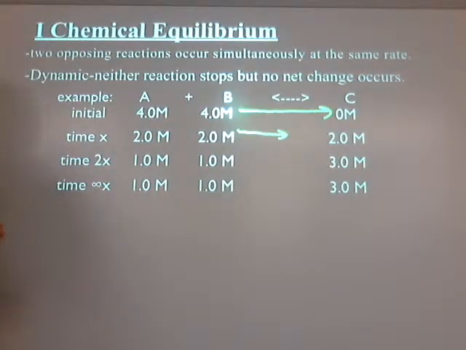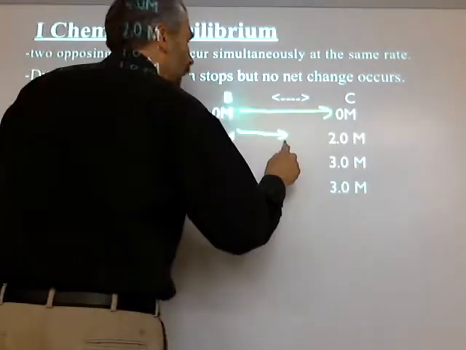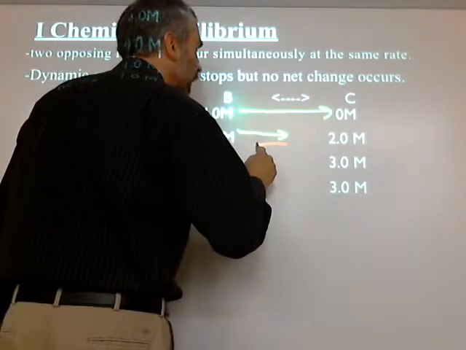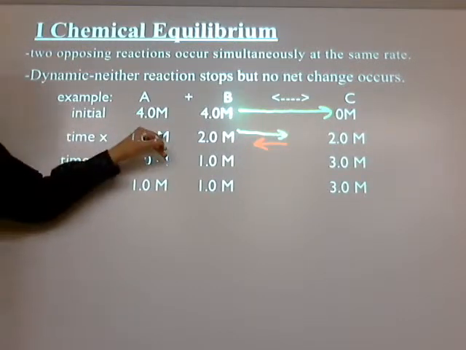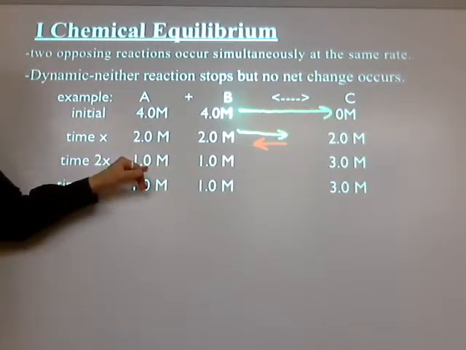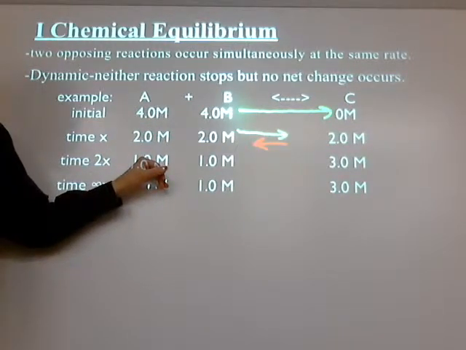So I'll use a different color. I'll use red. I now have some reaction happening here. Make it smaller than the green one, but visible. I've now used up more. Look here, time 2x. What's happened to the green arrow?